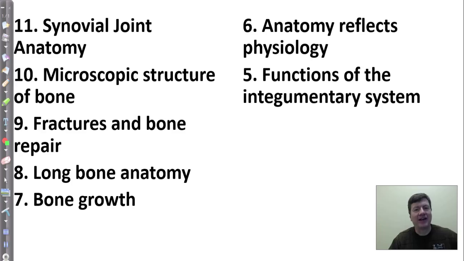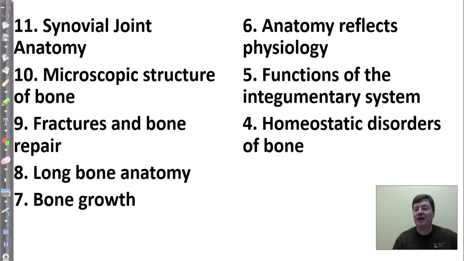How does the skin protect? It protects against microbes. It does. It also protects against water loss. It also is going to be involved in thermoregulation. It's also going to be involved in helping us synthesize vitamin D, etc. There are several functions in the integumentary system. Do not gloss over these. Go back and look at them.